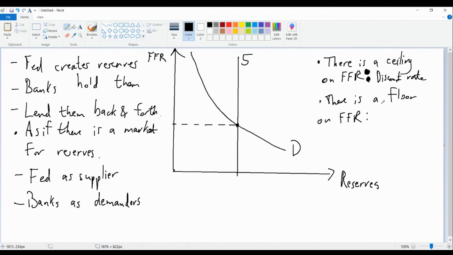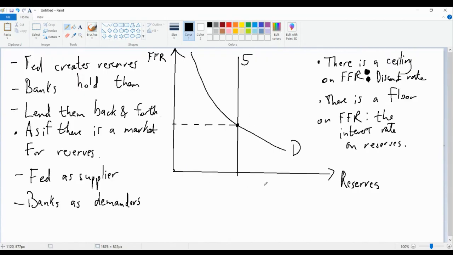And if you leave them as reserves, what do you get paid? The interest rate on reserves. And you would never bring funds to the federal funds market to lend if the interest rate were lower. So the floor on the federal funds rate is the interest rate on reserves.